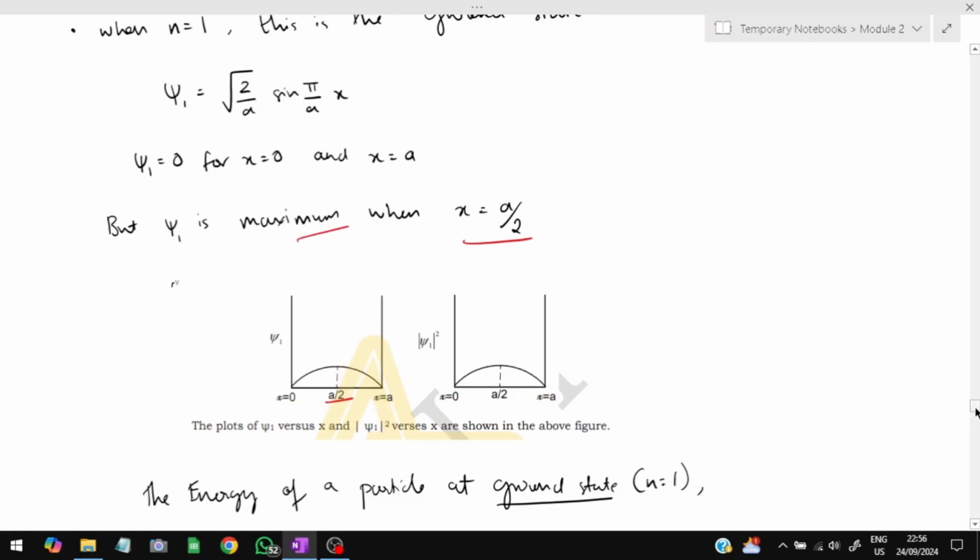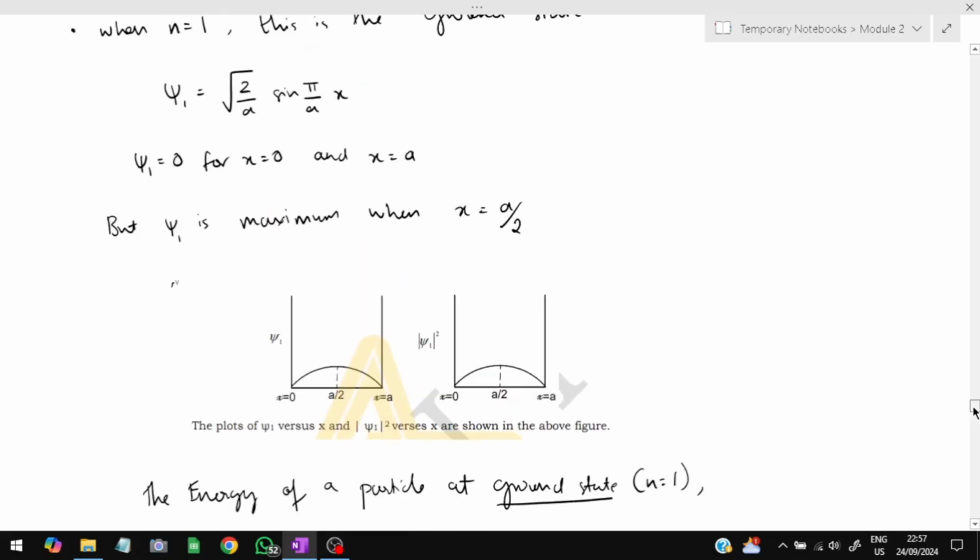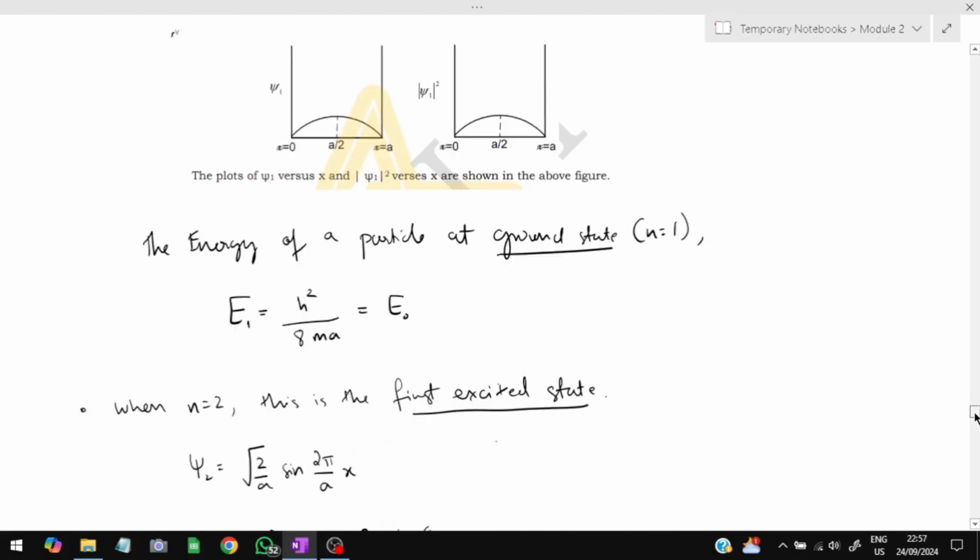Next we have the second state. Before that, the energy of a particle at the ground state is equal to h square by 8 ma square, because the value of n is 1 here, substituting 1 in this place, so we get h square by 8 ma. When n is equal to 2, it will become n square, so this will become 4 times the energy of this equation. So how does that happen?